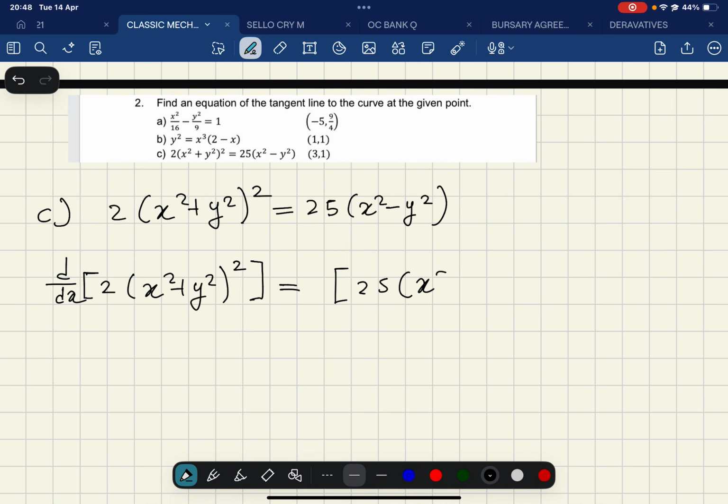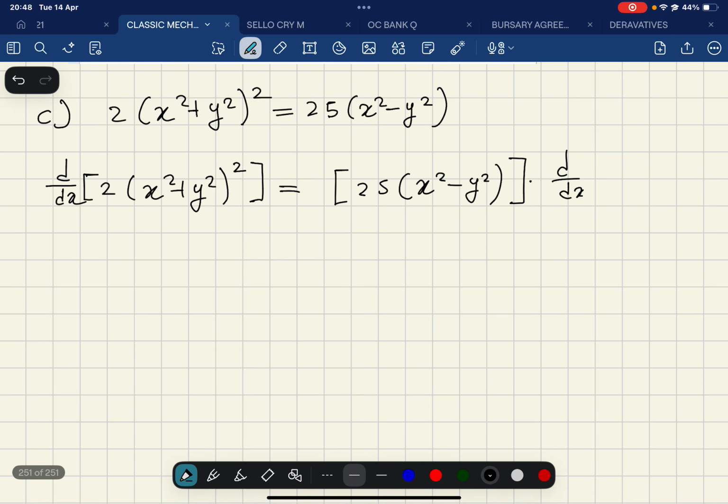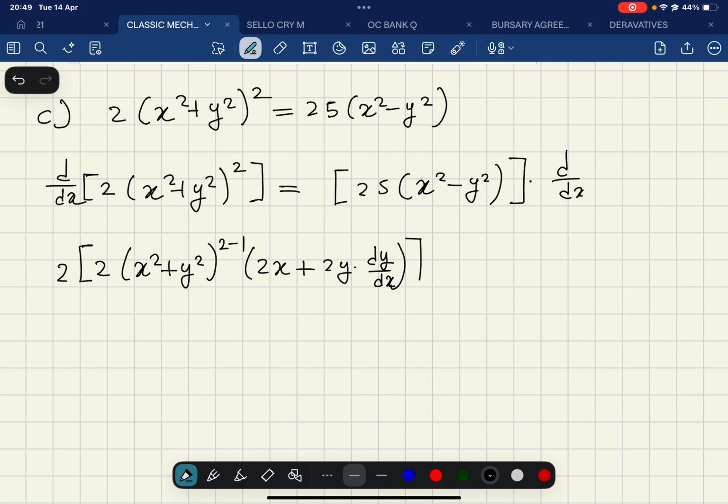25 into x squared minus y squared. Then I multiply both sides by d over dx. So when I derive there, I'm going to use the chain rule. To derive using the chain rule, I'm going to drop the 2. When I drop the 2, I keep the inside function. When I keep the inside function, I subtract 1 from the exponent. Then I multiply by the derivative of whatever is inside, which is 2x plus 2y. Then I can say I derived y there with respect to x. I close the main bracket.